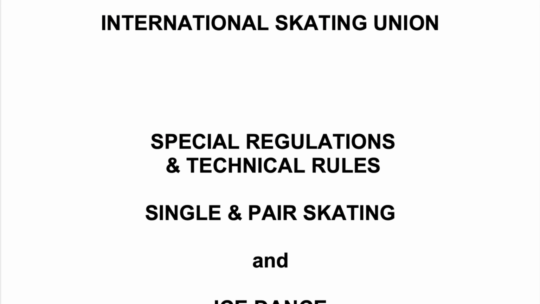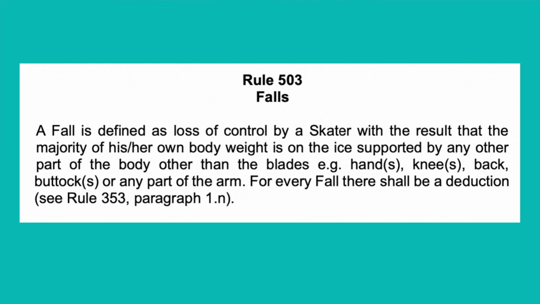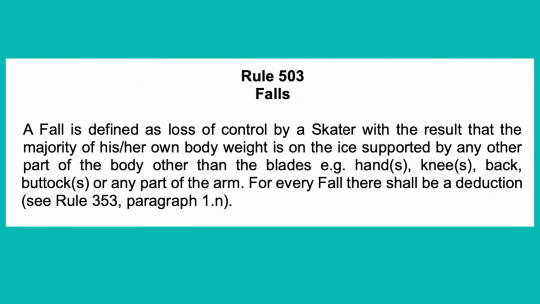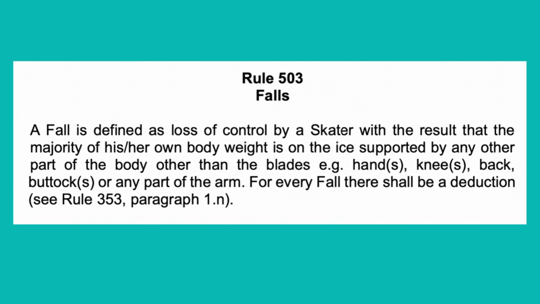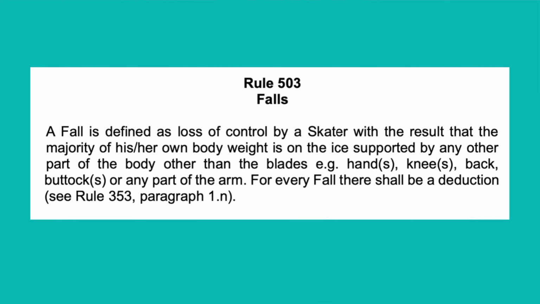There's always confusion about what exactly a fall is. Somehow the technical handbook last year lost the definition. It was deleted. The definition is still in the special rules and regulations for the ISU. A fall is defined as a loss of control by a skater with the result that the majority of the body weight is on the ice supported by another part of the body other than the blades, hands, knees, back, buttocks, or any part of the arm. For every fall, there shall be a deduction.